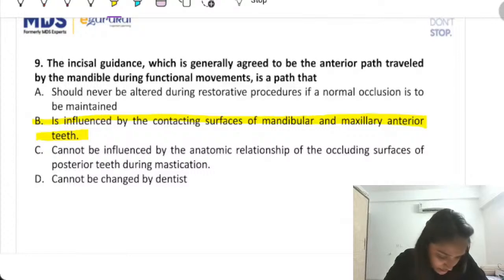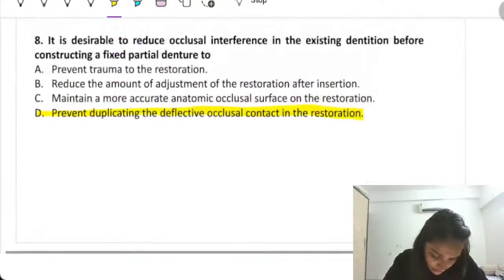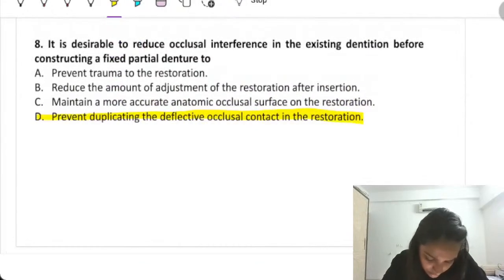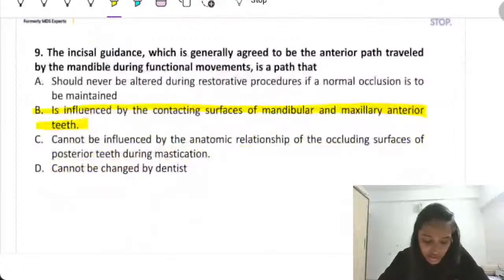Question number 8. Okay, Sudhashri, I'll come to your doubt in question number 8. Let's just finish the discussion of question 9 here.